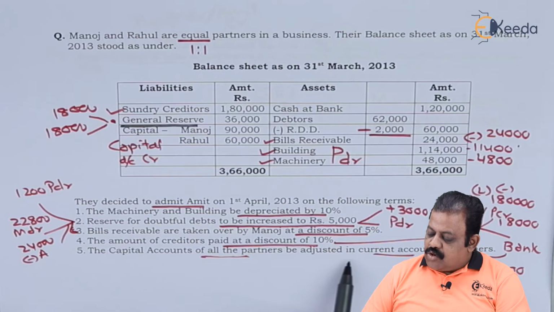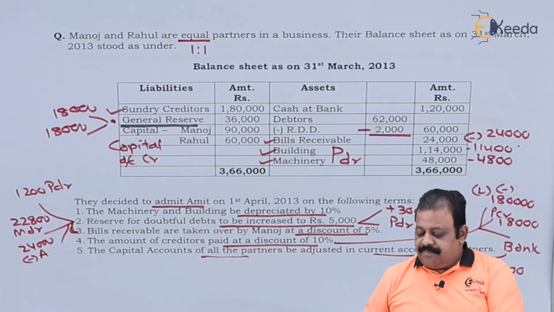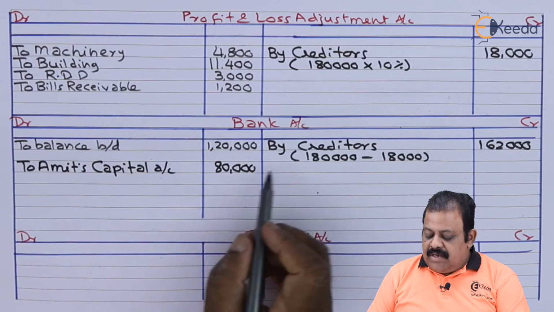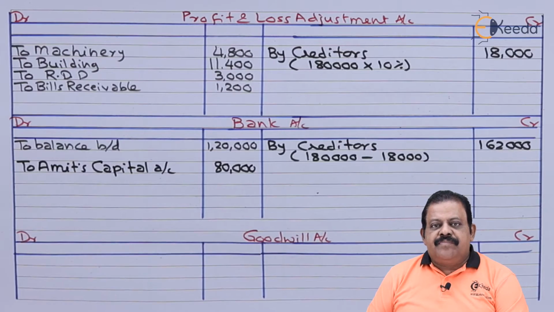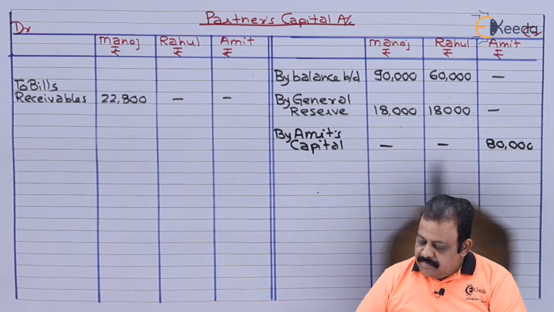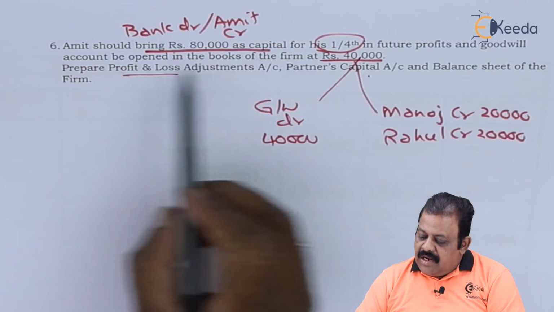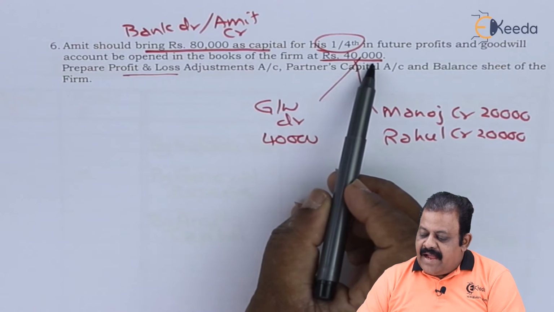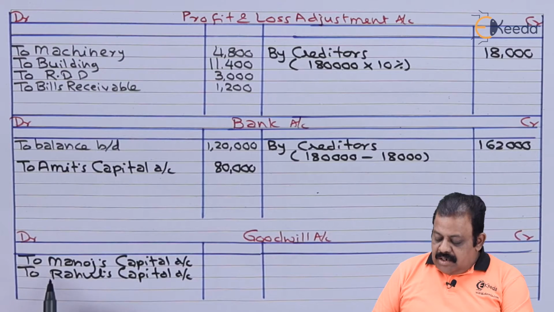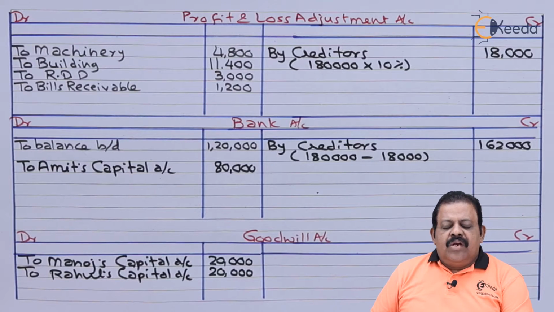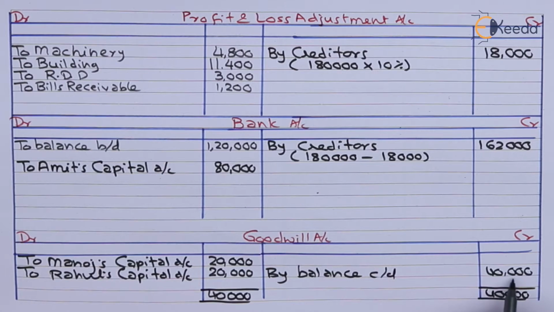Capital account of all partners to be adjusted in the current account of partners. Amit should bring 80,000 as capital. Bank account debit to Amit's capital 80,000. Partners' capital account credit by Amit's capital 80,000. Goodwill account be opened in the books of the firm at 40,000. Goodwill account debit to Manoj's capital account and Rahul's capital account 20,000 each. Total goodwill raised rupees 40,000.